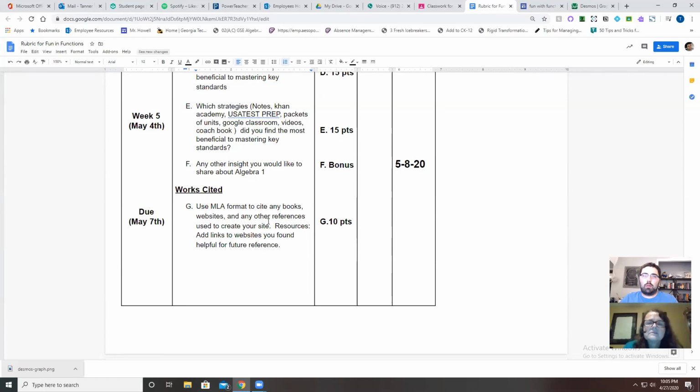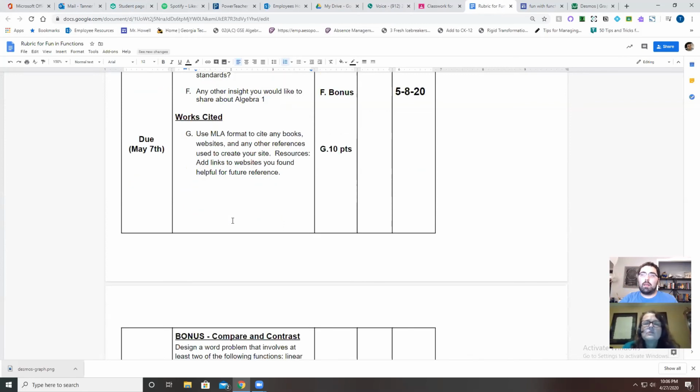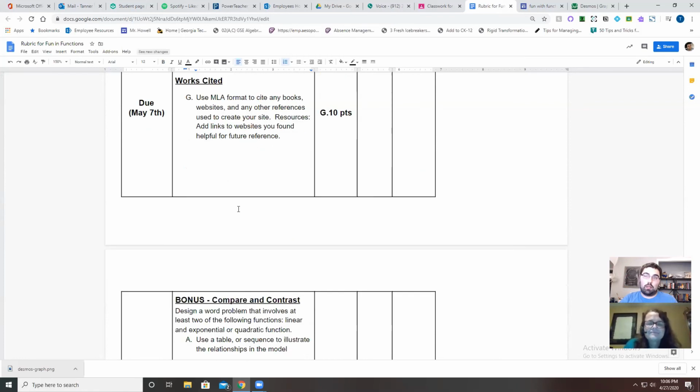Notice it says MLA format. If you don't know how to do that, there are free generators online. If you have Microsoft Word, the newer versions will do that for free as well. And Google Docs does it too. Yes, the Google Docs platform does as well.